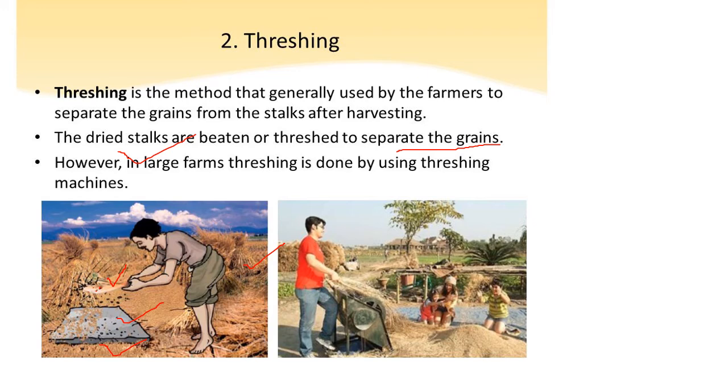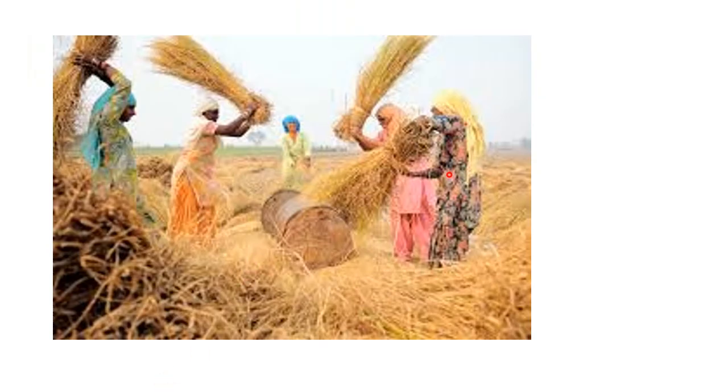Nowadays, as we are getting modernized, in large farms threshing is done by using threshing machines. Can you see this one? Nowadays these threshing machines are there, but still in villages some people use this threshing method like in ancient time. Can you see these ladies? What are they doing? They have taken the stalks along with the grains and they are hitting it on the surface. All the grains will accumulate over here, and then they will keep this aside.